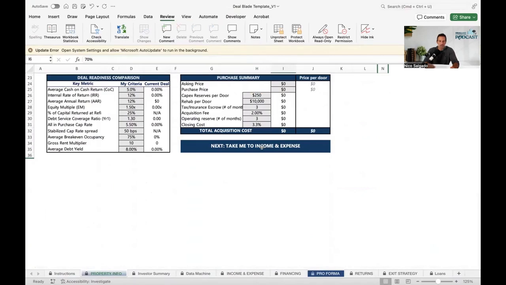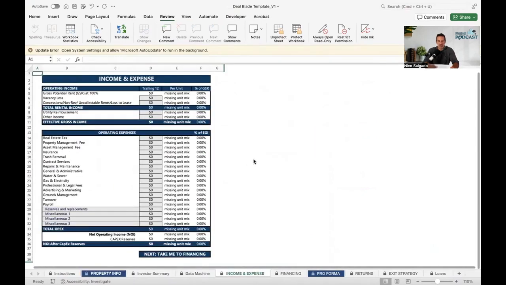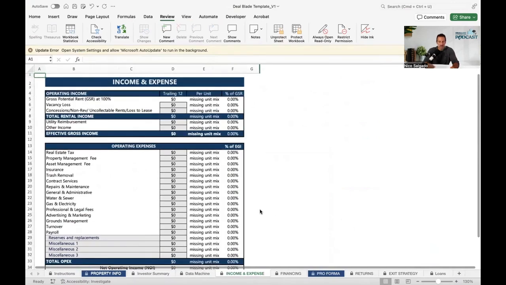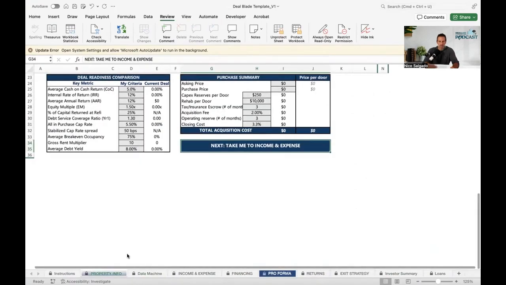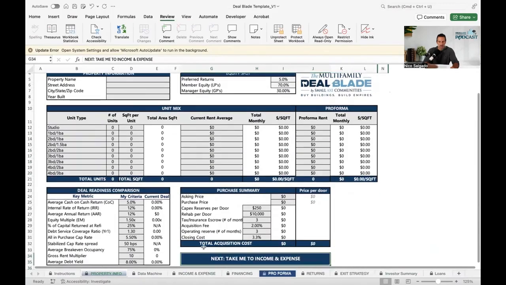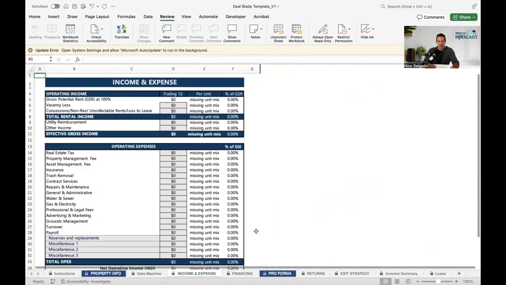So you click the bottom, take me to income and expense. Guys, this is beautiful. So now the next thing you do is income and expenses. Okay. I'm actually going to move this investor summary to the end because that's where it makes more sense. So we start on the property info tab. That tab is done. We click take me to income and expenses.